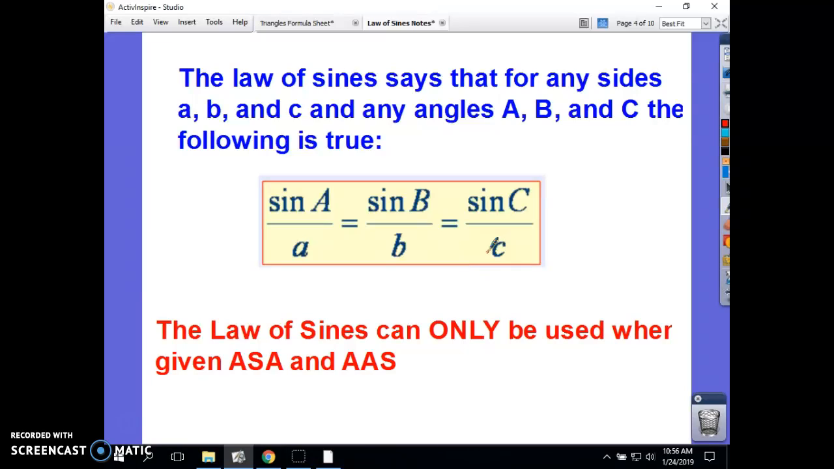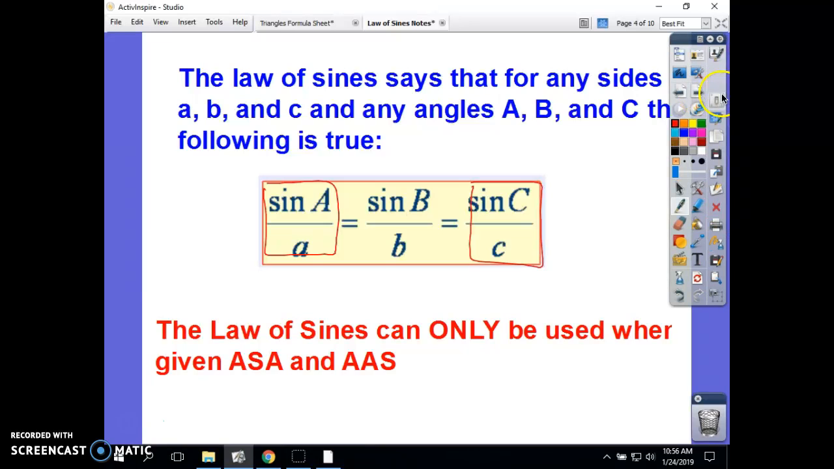So if you're given A's and C's, then you're going to use this one and this one. Okay, if you're given B's and C's, then you would use this one and this one. So it's all dependent upon what you're given. Now, you can only use the law of sines when you're given angle, side, angle, or angle, angle, side. So basically, you have to be given two angles right now in order to use the law of sines.